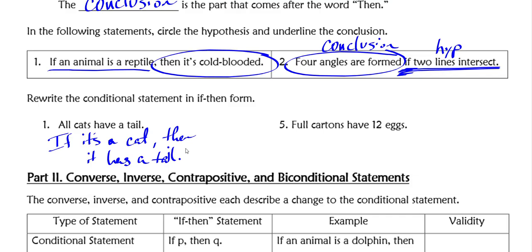Full cartons have 12 eggs. So if a carton is full, then it has 12 eggs.